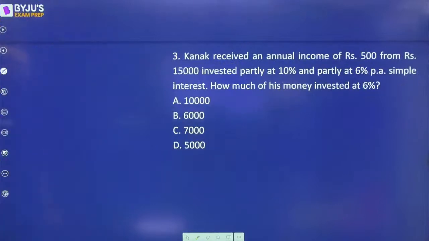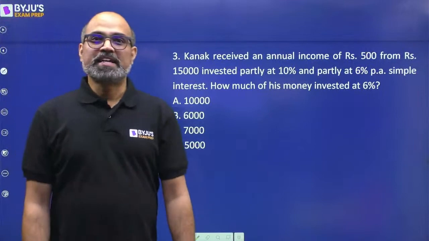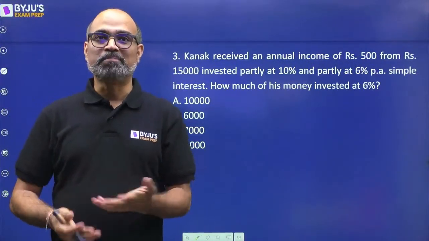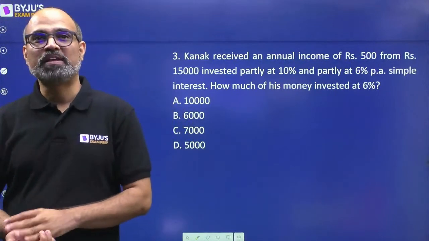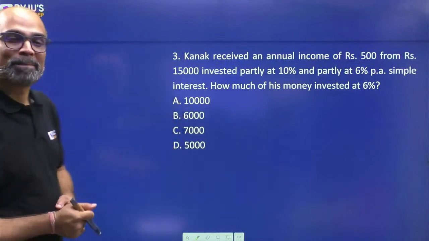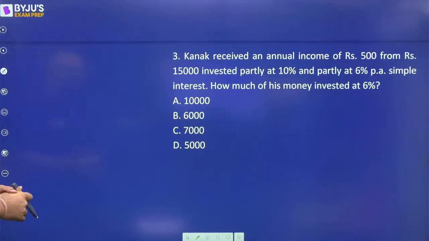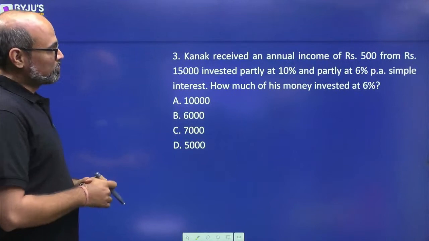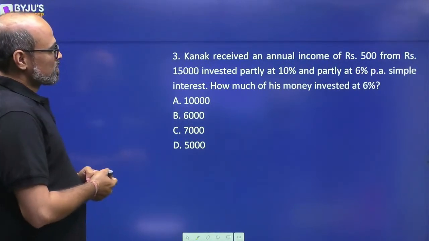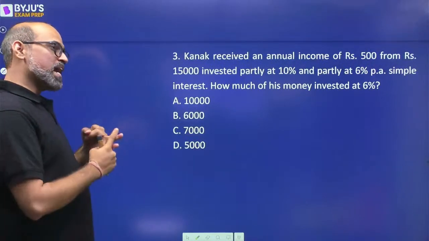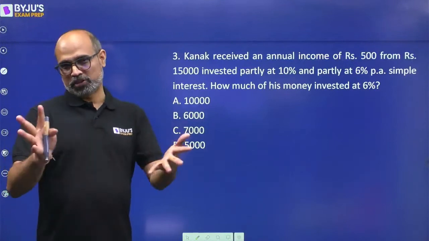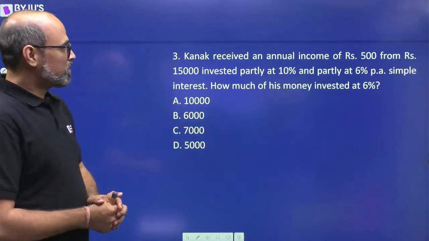Never mind. Next one. Kanak received an annual income of rupees 500 from rupees 15,000 invested partly at 10% and partly at 6% per annum simple interest. How much of his money is invested at 6%? Again, we can use options, we can use allegation or averages because we have a mixture here, or we can solve it without writing down anything as well.